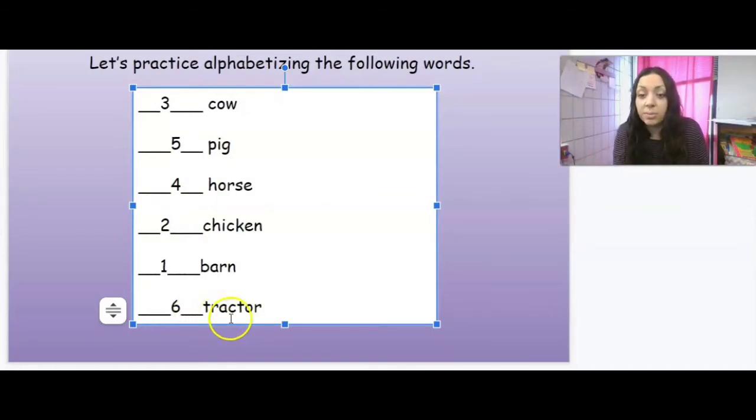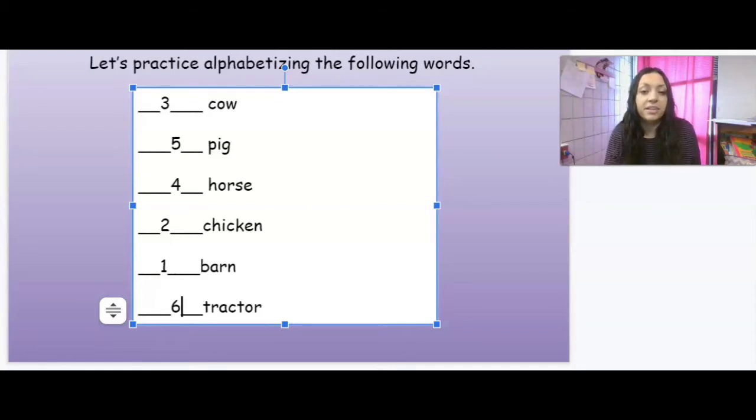And then our last word must be this that starts with T. We're going to have to break this one apart. It says tractor. So if we set them in alphabetical order, it would be barn, chicken, cow, horse, pig, and tractor. Now, all of these words have something in common. How could we lump them together or put them in a category? That's right. These are all things that you could find on a farm. You could find a barn, a tractor, chicken, horses, pigs, and cow all come from a farm.